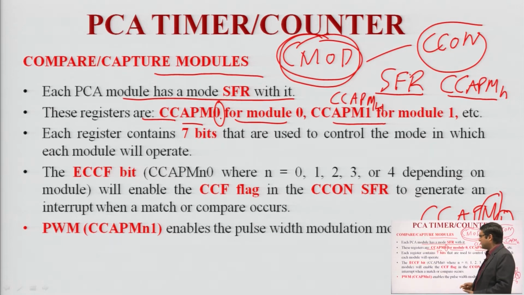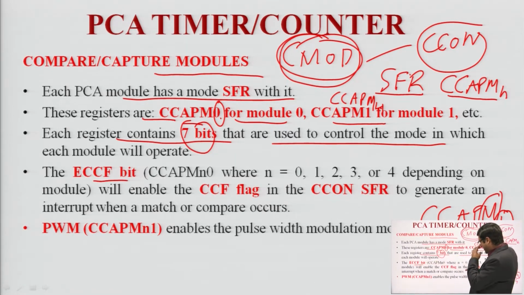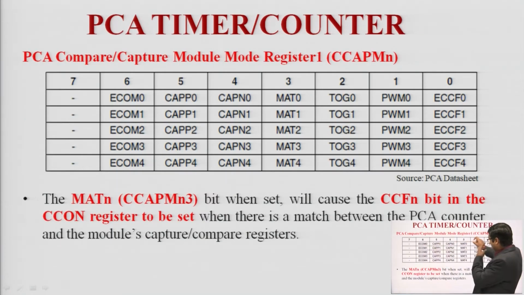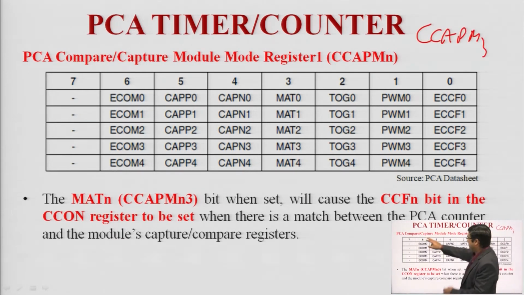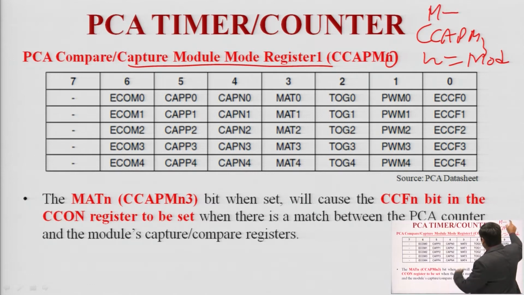In the previous slide we have seen the various module operations. Each register contains 7 bits, and they are used to control the mode in which each module will operate. Okay. So, let us have a look in detail at what the ECCF bit is. We have seen CCAPMn. What is this? This is the PCA compare capture module mode register, where n represents the module in which the PCA timer is working, and capital M represents the modes of operation.